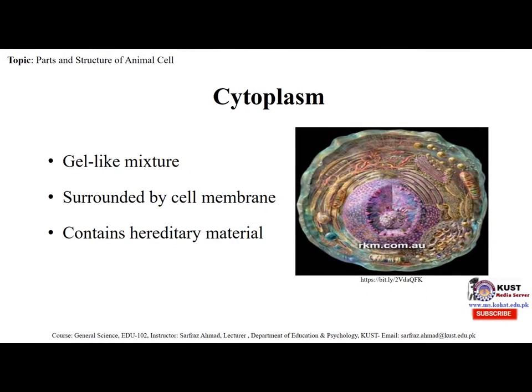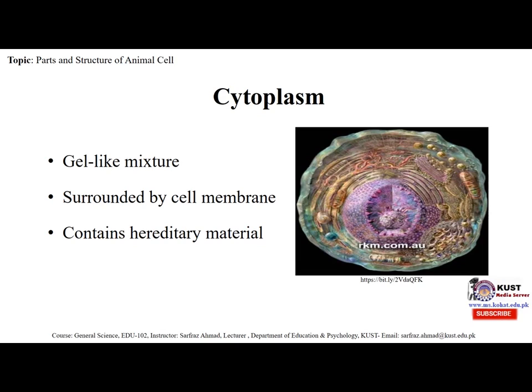Then cytoplasm is there. This is a gel-like mixture surrounded by the cell membrane, and it contains hereditary material. Cytoplasm, basically, is a thick solution that fills each cell and is enclosed by the cell membrane, and it is mainly composed of water, salts, and proteins. In eukaryotic cells, the cytoplasm includes all the material inside the cells and outside the nucleus.